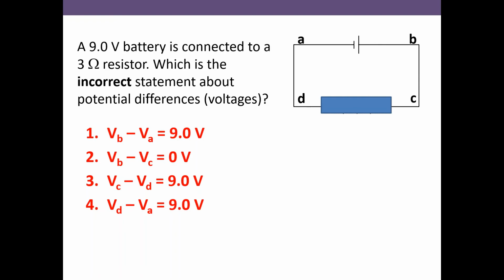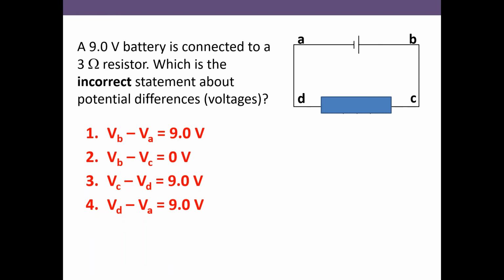3. The voltage between C and D is 9. So there's a component between C and D, and it is using up a lot of energy. Components use up energy, and it seems to be using up the same energy as the battery. So 3 looks like it's correct.